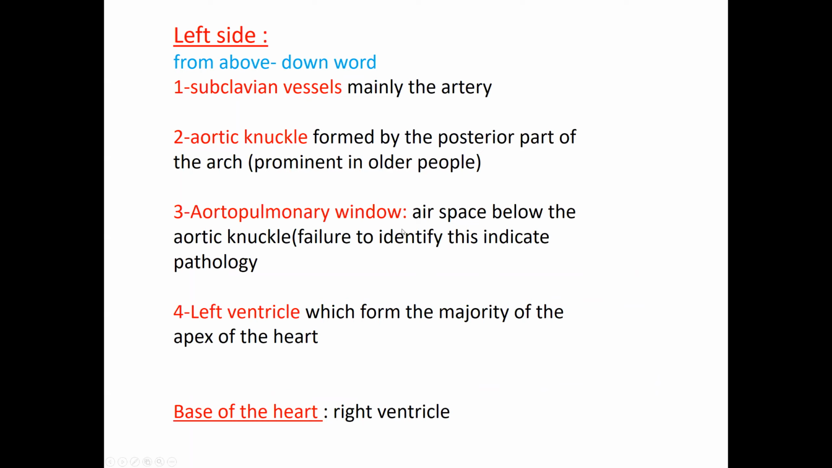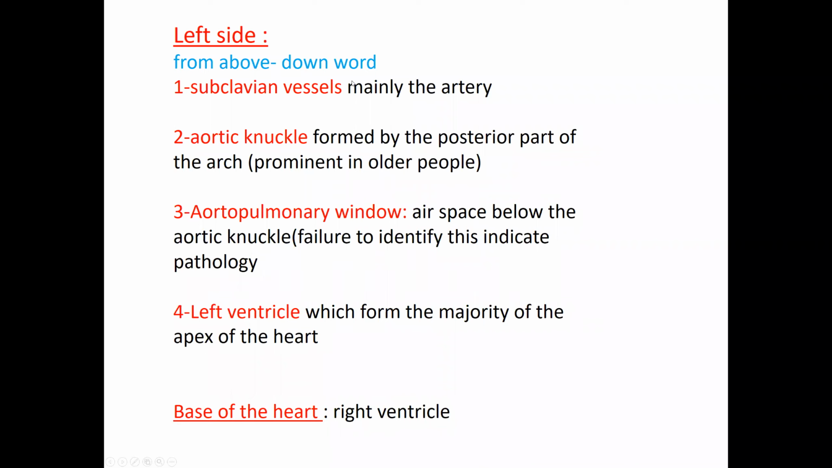The aortopulmonary window is an airspace below the aortic knuckle. Failure to identify this indicates a pathology. Left ventricle, which forms the majority of the apex of the heart. This is the left side in the PA view. The base of the heart is formed by the right ventricle.